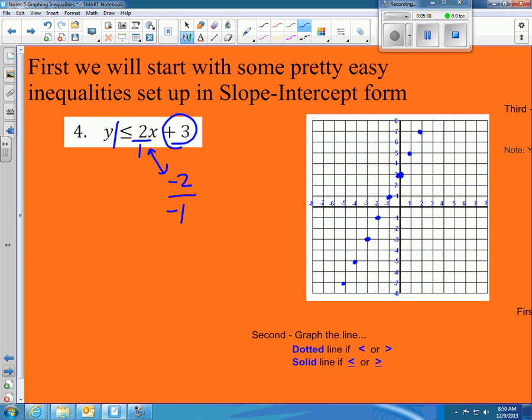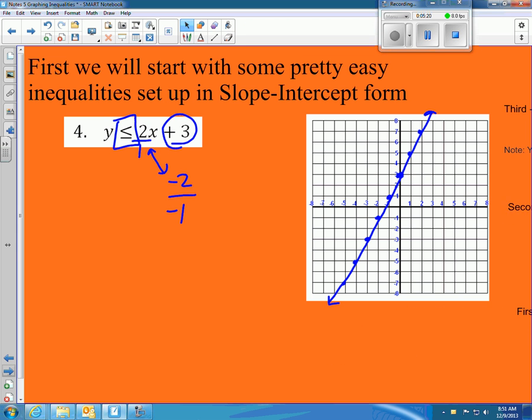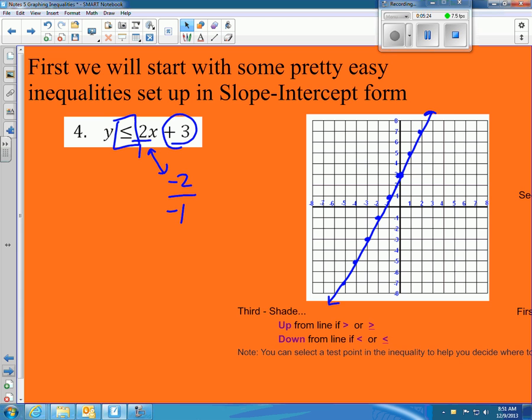Okay, big thing is looking here at our inequality sign. I see it's a less than or equal to, so this one's going to be a solid line. So I'm going to graph it just as I have in the past. All right, then we are going to go to our third part here. It says shade. So we need to shade up or we need to shade down. Well, our inequality is a less than or equal to sign, so that indicates I'm going to shade down.